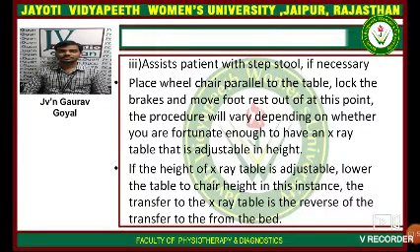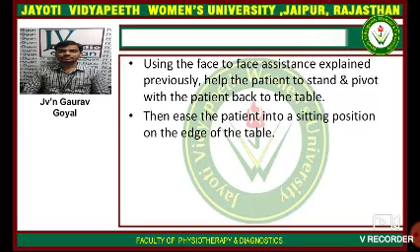Place the wheelchair parallel to the table, lock the brakes and move the footrest out of the way. The procedure will vary depending on whether you are fortunate enough to have an extra table that is adjustable in height. If the height of the extra table is adjustable, lower the table to chair height. In this instance, the transfer to the extra table is the reverse of the transfer from the bed.